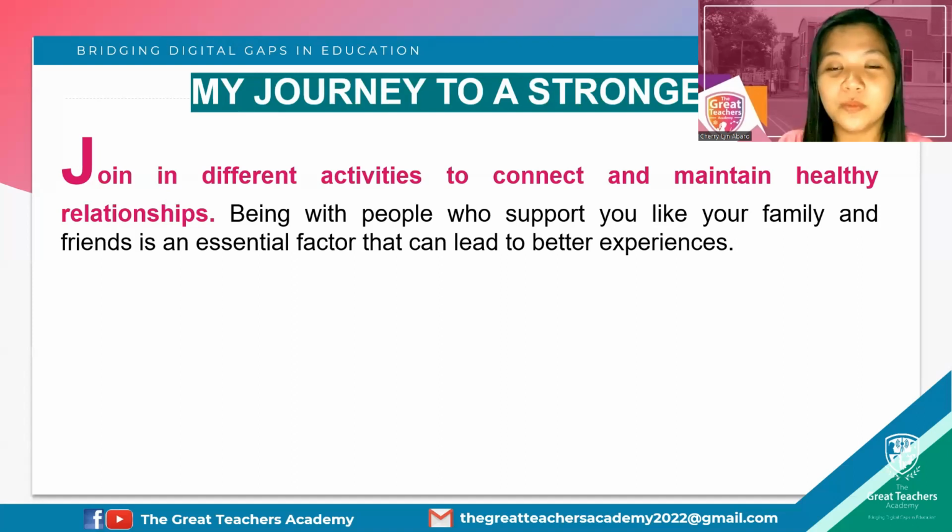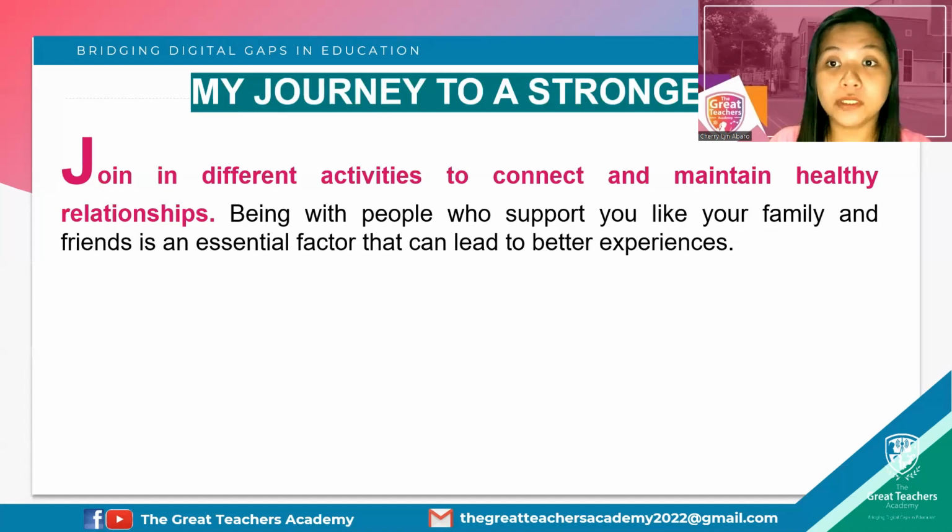Being with people who support you, like your family and friends, is an essential factor that can lead to better experiences. With that discovery, syempre, gaganahan ka na kasi na-experience, naging masaya ka dun sa experience na yun, nakisali ka, so it will lead to a better experience. Again, wag natin hayaan na magstay lang tayo sa comfort zone natin na focus lang talaga ako sa study. Although may mga ganun talagang student na gusto lang mag-focus sa pag-aaral, pero meron din talagang iba na gustong mag-join ng different organizations or different activities.